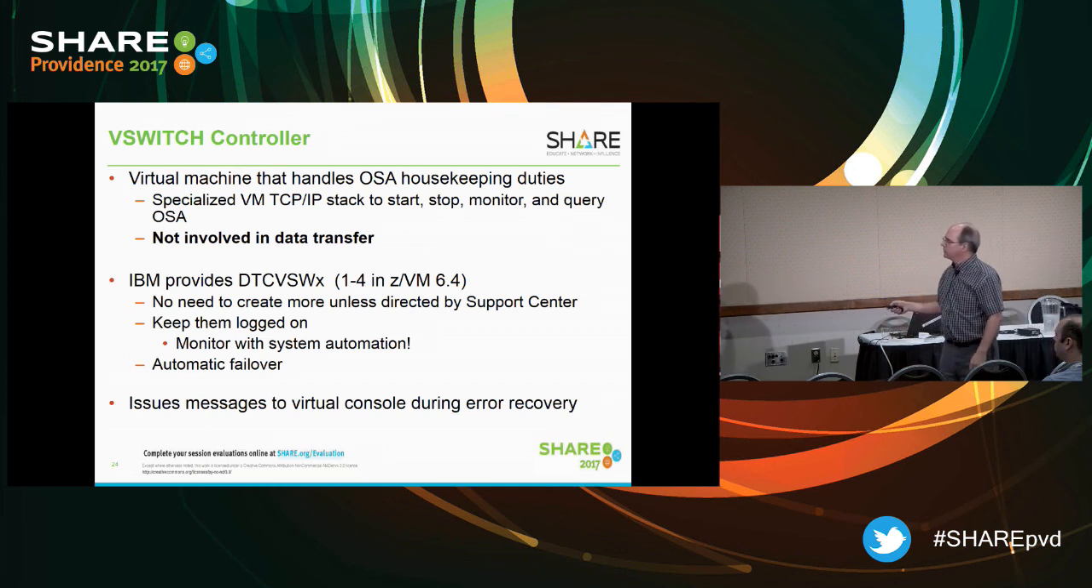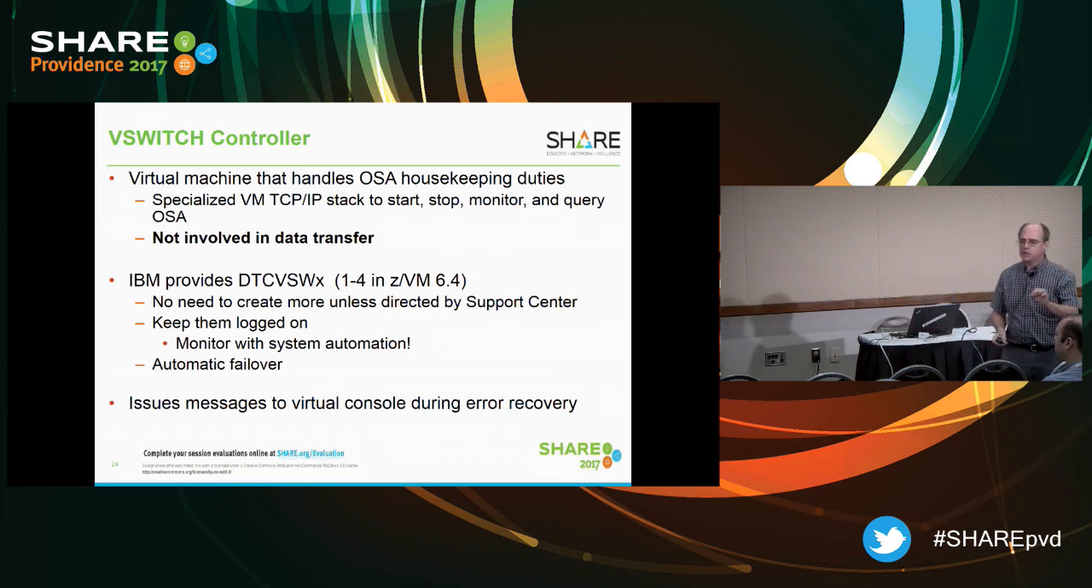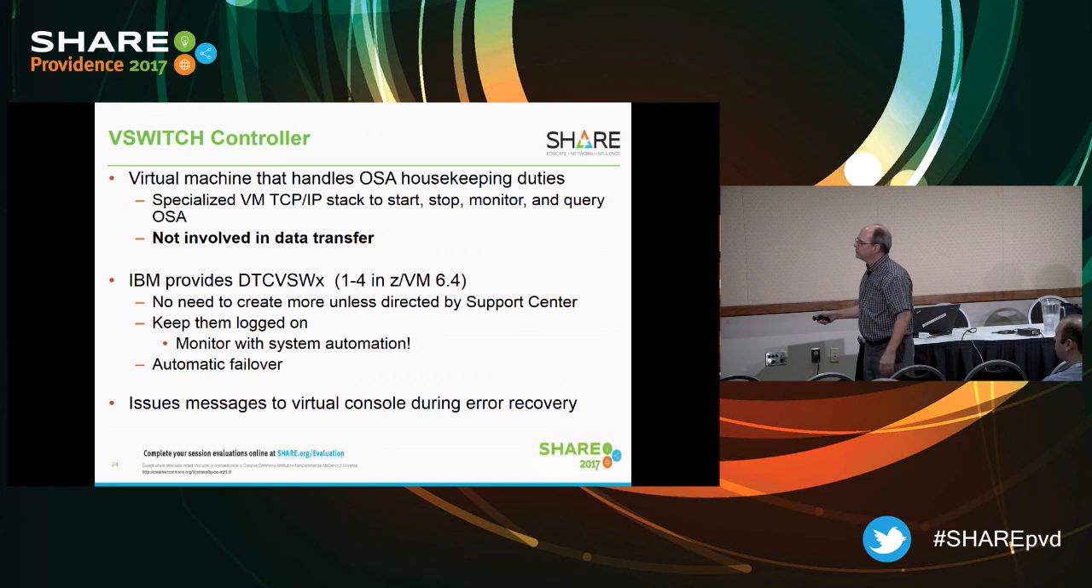Now, as of 6.4, we provide 4 of those. They're called DTCVSW1, 2, 3, 4. Your job is to make sure all of those 4 virtual machines get auto-logged and stay there. If one logs off the system, you auto-log it again. If it does that 5 times in a row, stop and go get help, because something is wrong. So you want your system automation to monitor them.